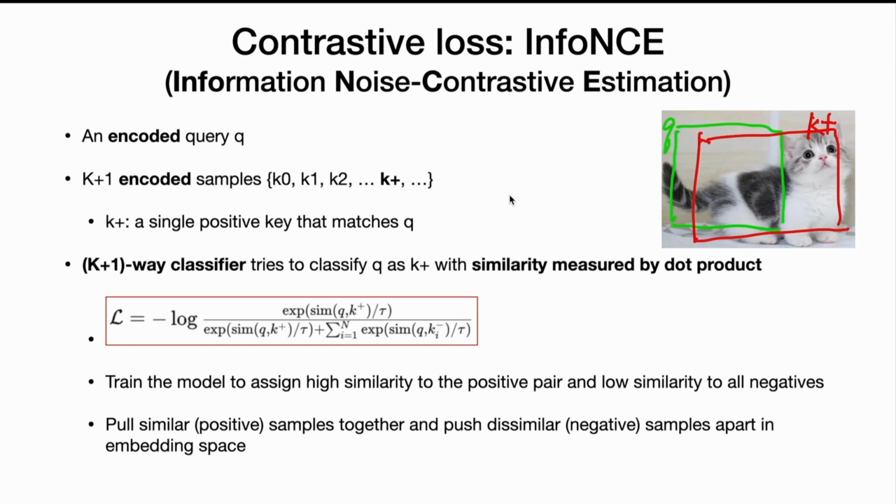We also need to have a large number of negative keys. We know this is a cat, and we also have to let the network realize that this is a cat, but this is not a dog, this is not an apple, this is not a tree, this is not anything else. So that's the reason we normally need to keep a large number of negative keys. We need to push negative samples apart in the embedding space.